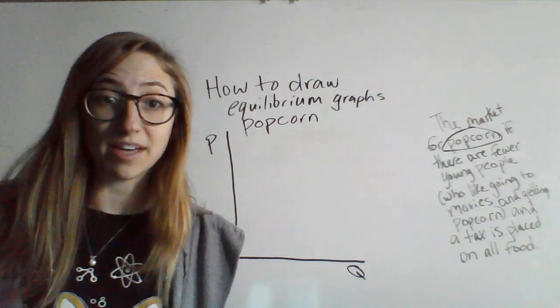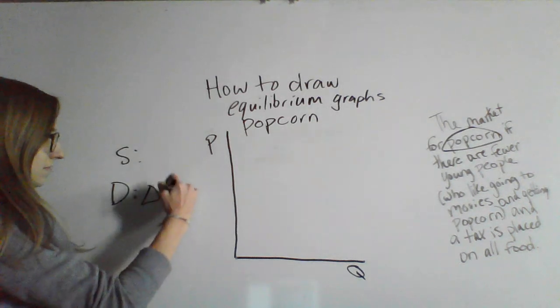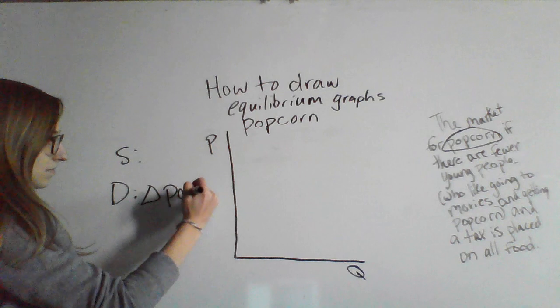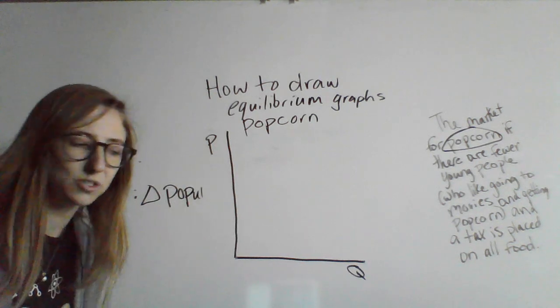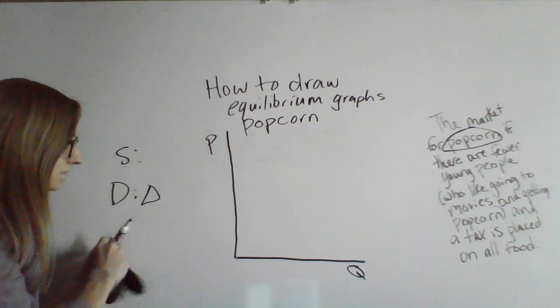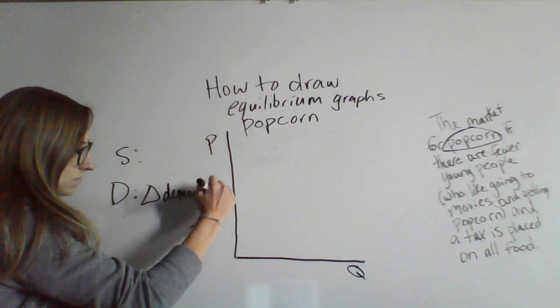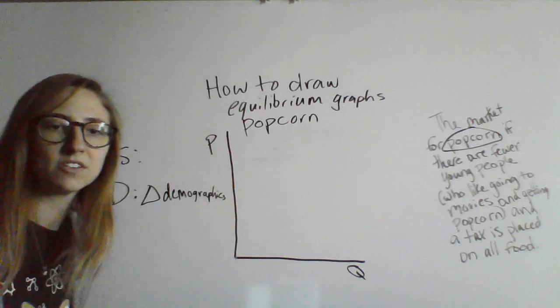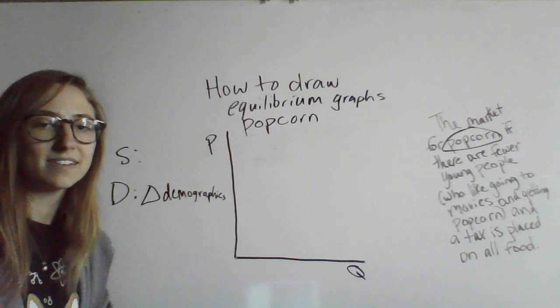Shifter: change in population or demographics. You can pick either one. Maybe demographics is better because we're looking at a change in a particular group. But yeah, change in demographics. Okay, good. And then supply.